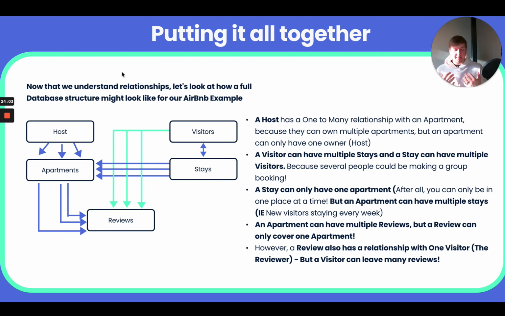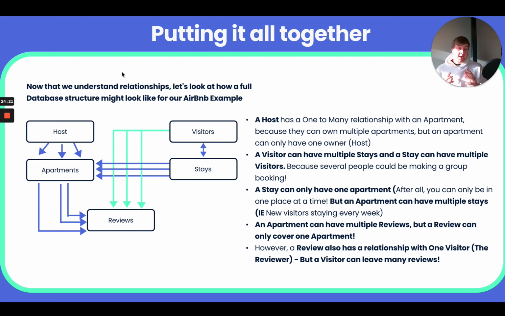And so a stay is only going to have one apartment, but an apartment can have multiple stays, because if this is my flat and I've got 5 people staying here every single month, that's going to be 5 different stays, and therefore it's a one-to-many relationship between the stay and the apartment.